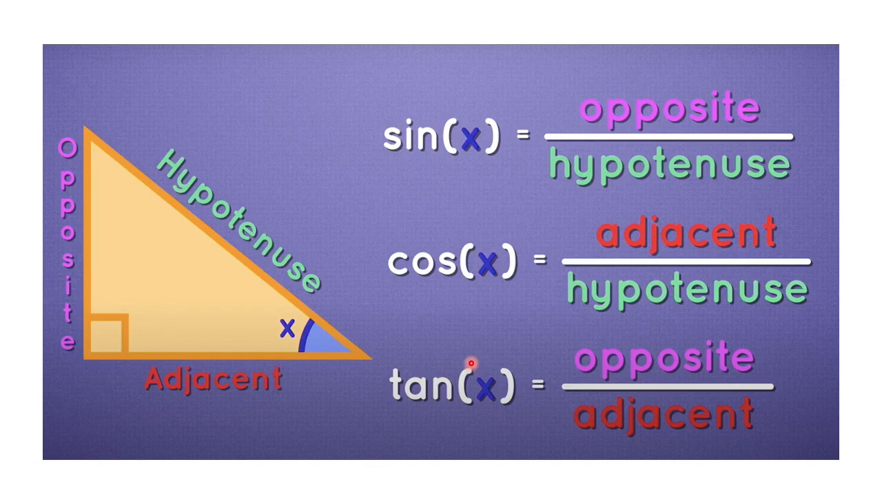So we need to determine where our angle is. Let's measure this from this angle x. If we want to work out the sine of angle x, then we need to divide the opposite by the hypotenuse. If we want to work out the cosine of angle x, then we need to divide the adjacent by the hypotenuse. And if we want to work out the tan of angle x, then it's opposite over adjacent.